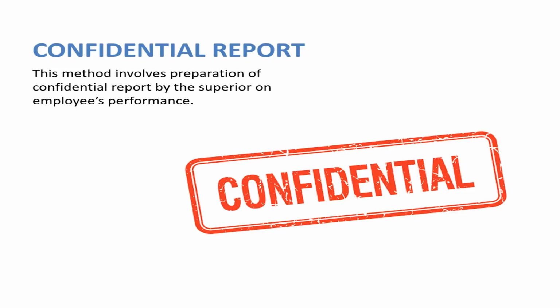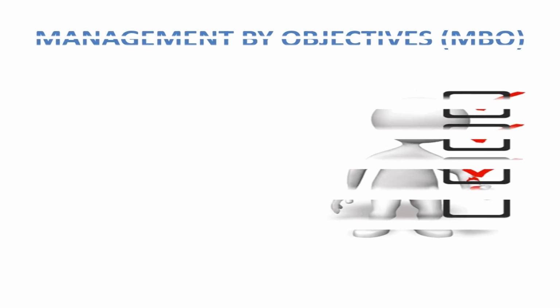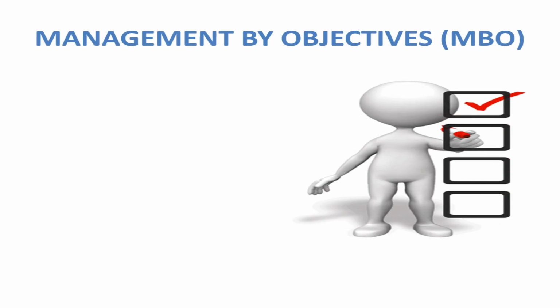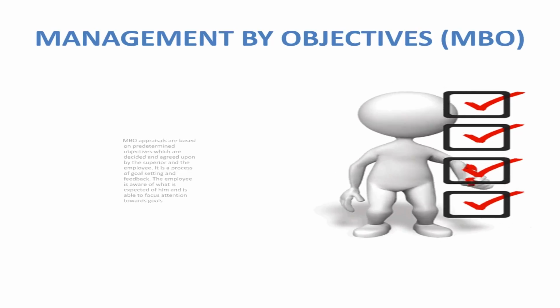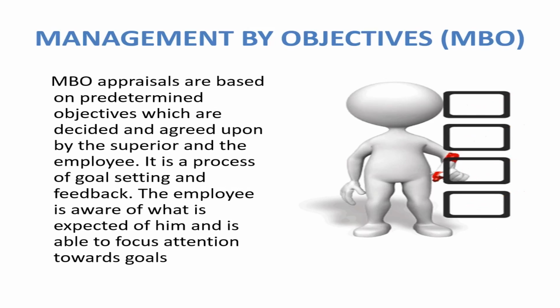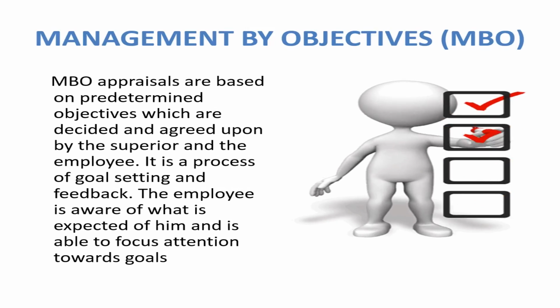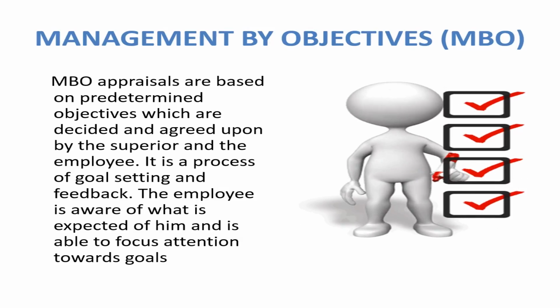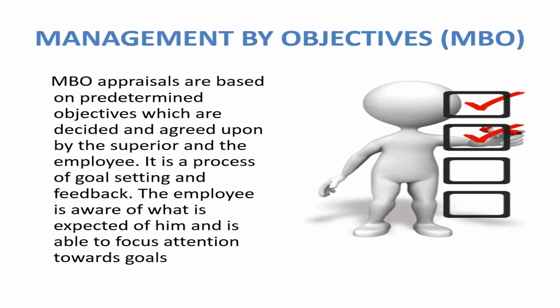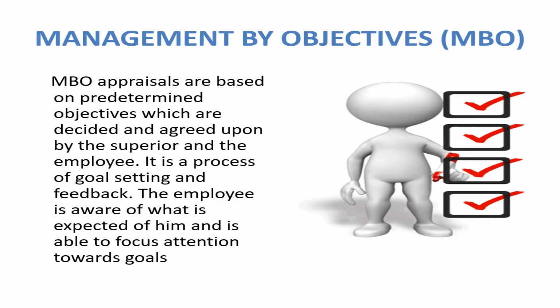Now moving on. Future-oriented appraisal techniques. This technique involves 5 methods for doing performance appraisal of workers. First one is management by objectives, MBO. MBO appraisals are based on predetermined objectives, which are decided and agreed upon by the superior and the employee. It is a process of goal setting and feedback. The employee is aware of what is expected of him and is able to focus attention towards goals.